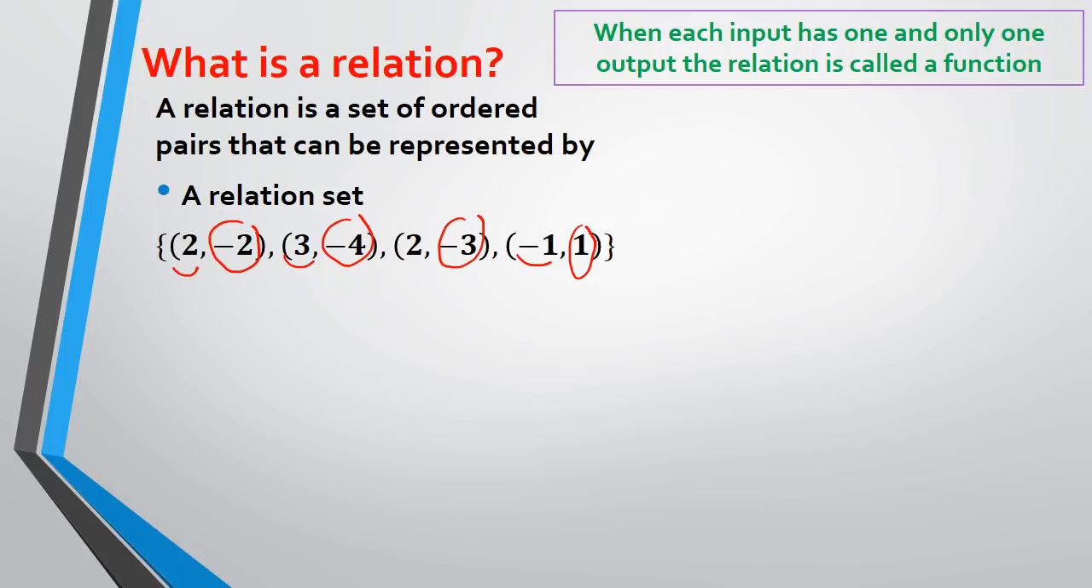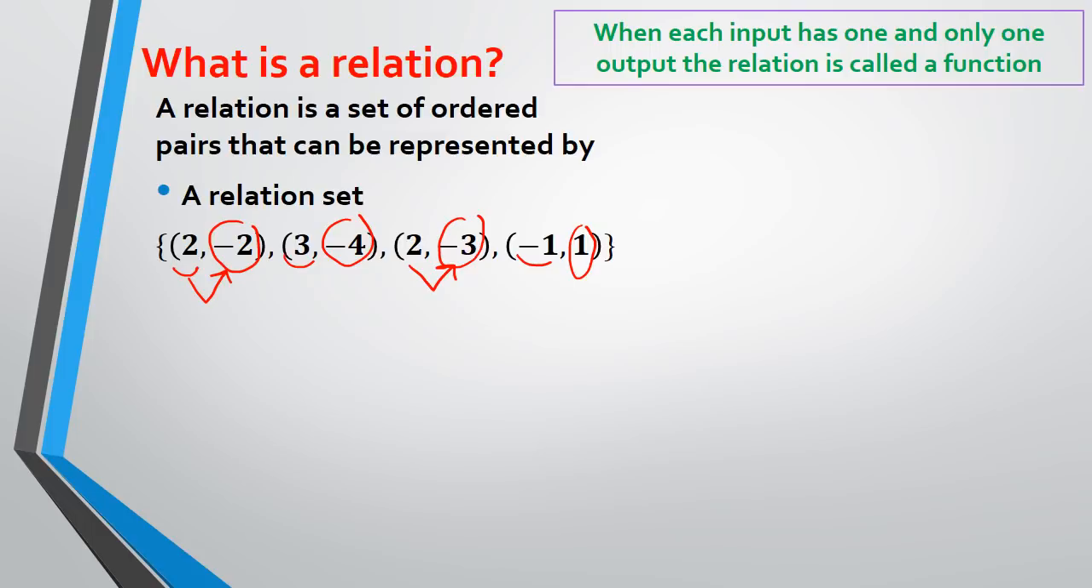This relation is not a function because 2 here has two outputs. 2 has -2 as an output, and 2 has -3 as an output. And for a relation to be a function, each input should have one and only one output.